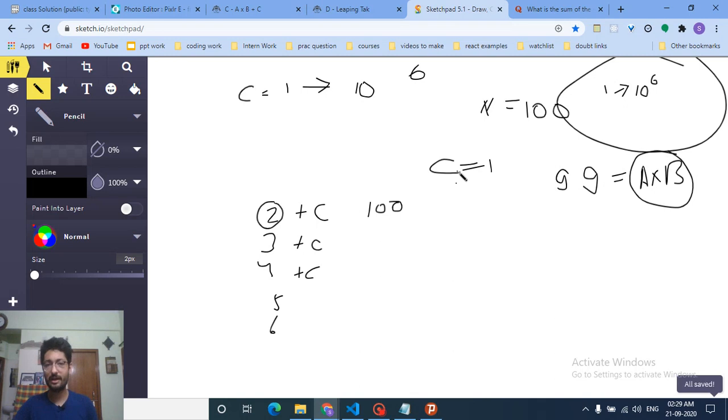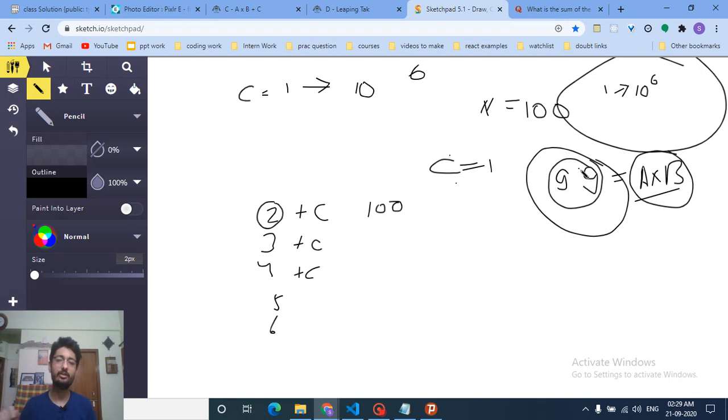Because for every C value, if my C is equal to 1, then I know what the value of A into B is. And if I've computed the number of factors of 99, then I can just easily add them. So I have to pre-compute that. There's an article I will link down in the comment box, so you can also check it out. So these are the two approaches to solve this problem.